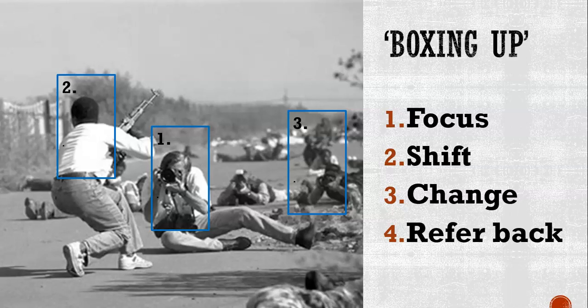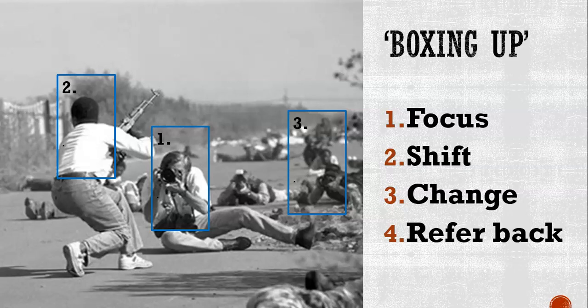Another strategy that is really useful is called boxing up, and you can do this on your exam paper. There's no rule that says that you can't, and it can be really useful. So break the image up into different sections. What's your focus going to be in paragraph 1? For this case I've chosen the photographer. Then where do I shift to?